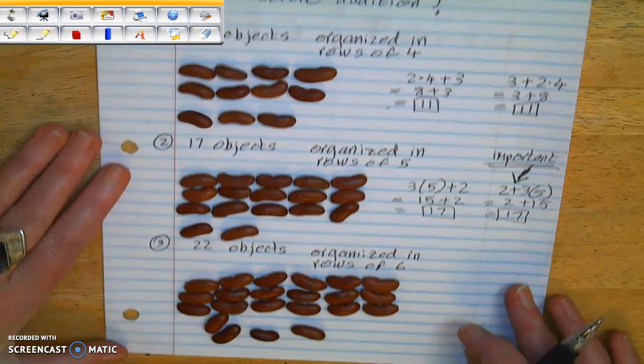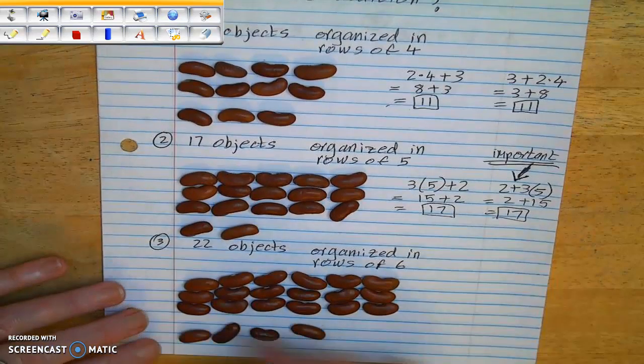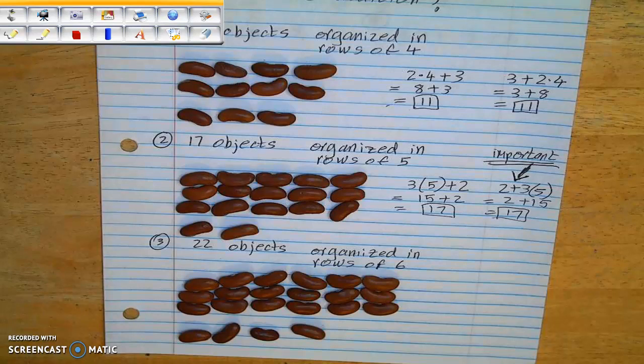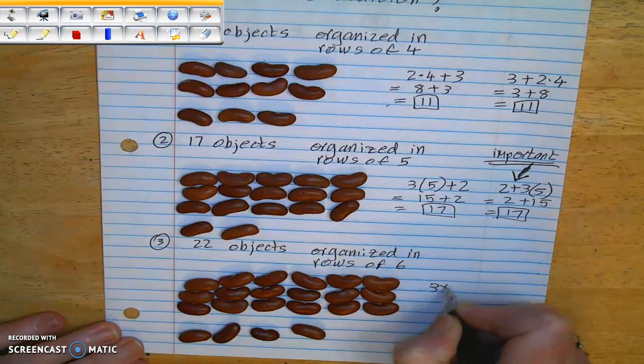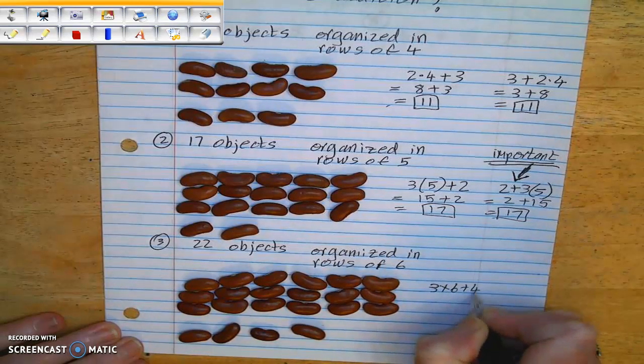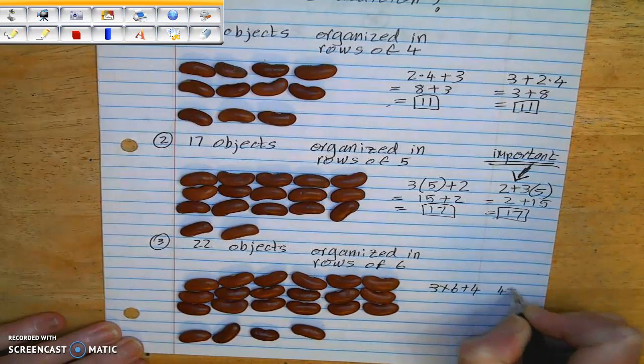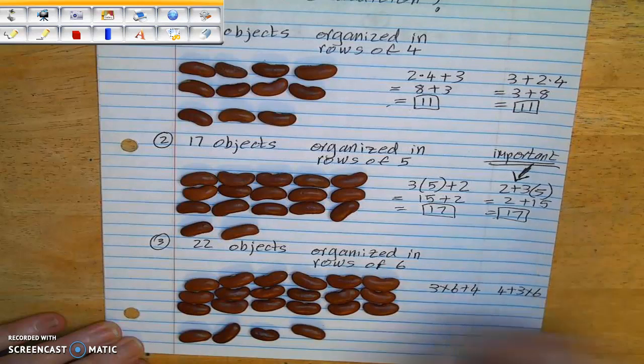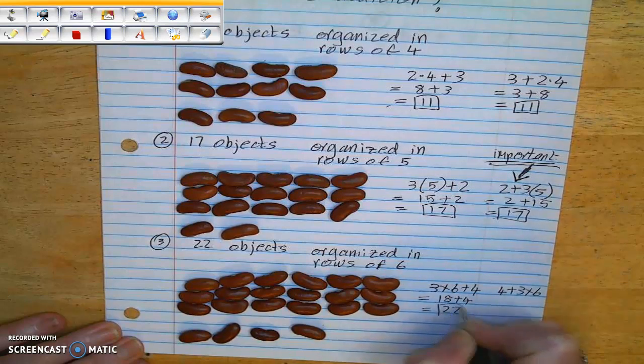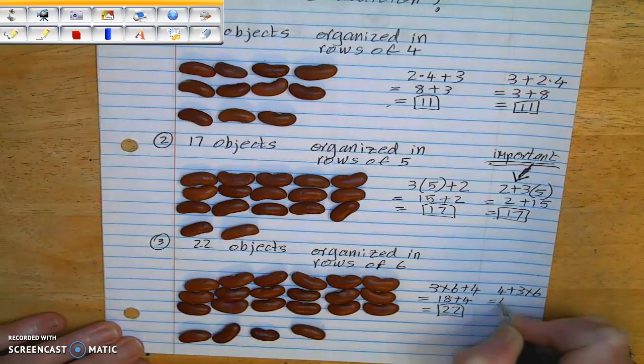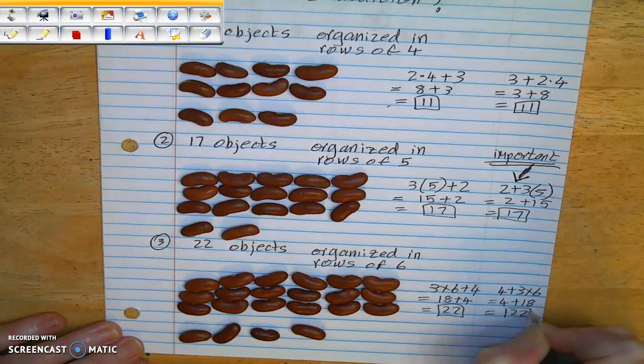All right, here's my collection. So I have 3 rows of 6, and then I have 4 left over. So I have 3 times 6 plus 4, or you can write it as 4 plus 3 times 6. So it's 18 plus 4, 22. Or if you wrote it the other way, it's 4 plus 18, and that's 22.